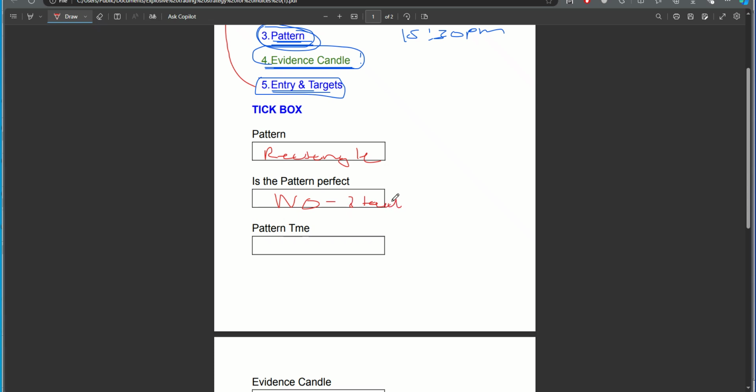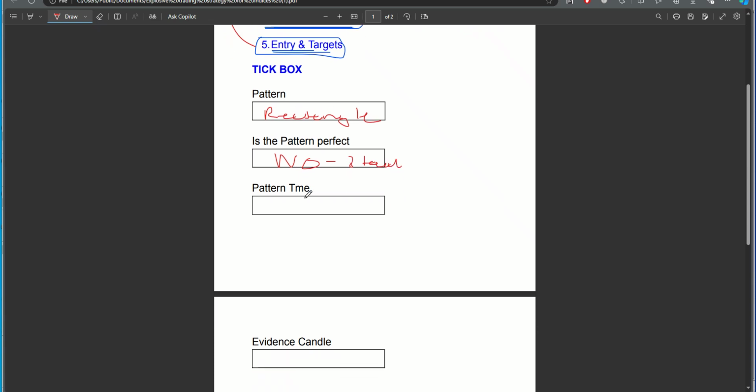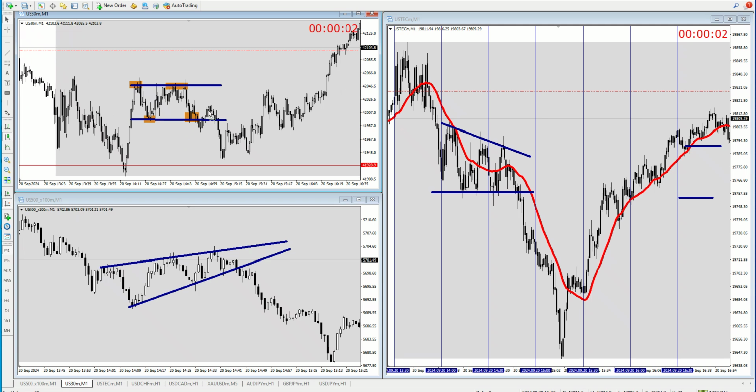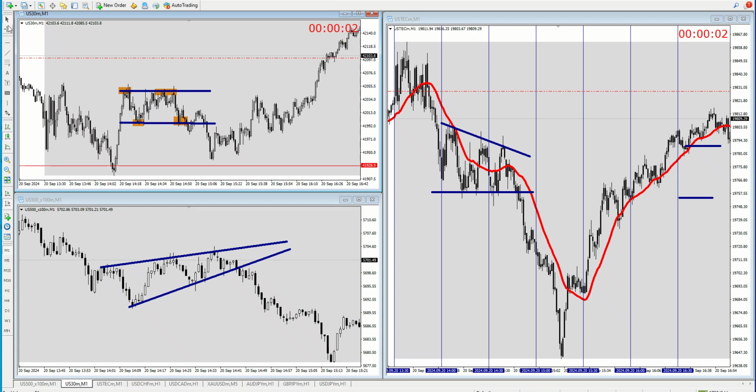Okay, there's no three touches. Fine. So what do we do now? We go to the same, okay, this one is not perfect, right? Let's look at the time it broke out. The time was 13, that is after 10. It broke out here first, one pass.